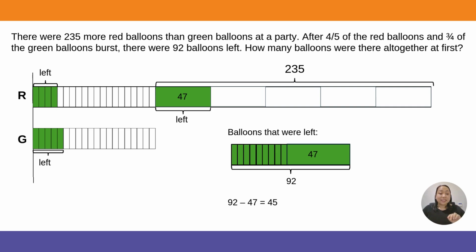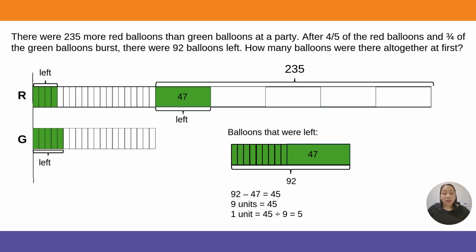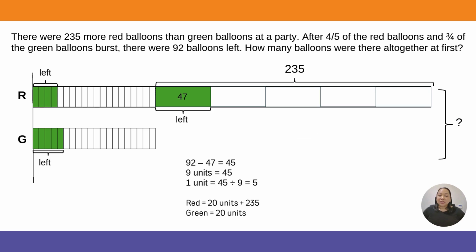92 take away 47 is 45. That means those 9 units there are equal to 45. Therefore, to get what 1 unit is equal to, all we have to do is to divide 45 by 9. And the answer is 5. The question for this word problem is how many balloons were there altogether at first? So that means we need to put a bracket on the right side which covers both the red and the green bars. And then we will mark that with a question mark.